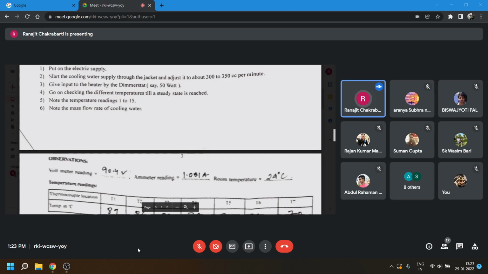The x direction, let's say. In the y and z directions, there is no heat transfer at all. We are assuming that there is no temperature gradient in the y and z directions. Only a temperature gradient exists in the x direction. So with that idea, we are doing the experiment. There is no scope of any internal heat generation inside the rod.